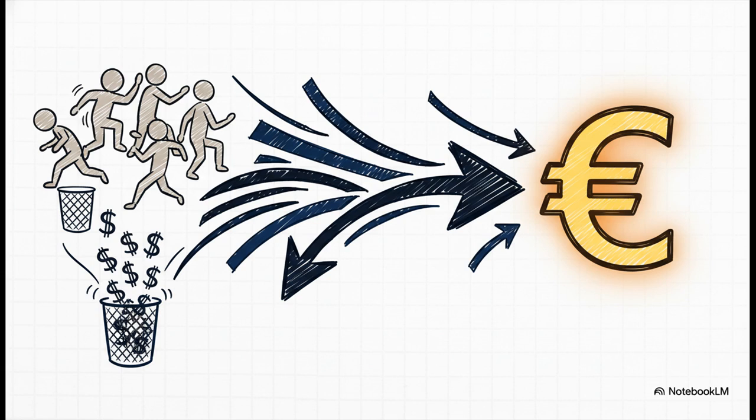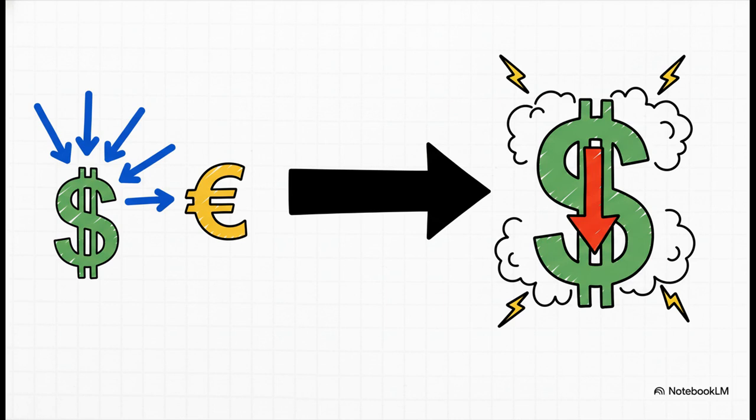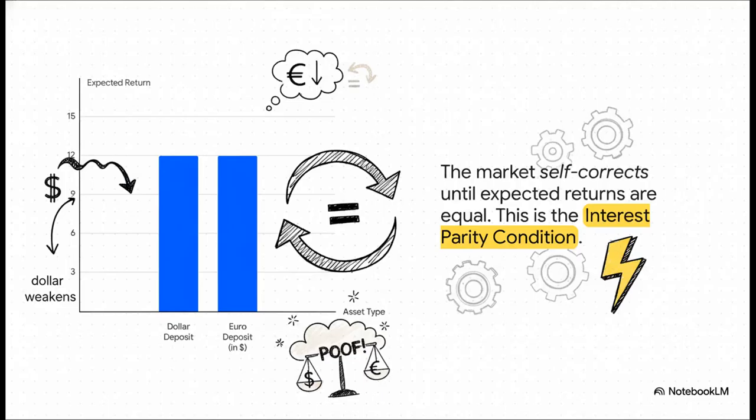Of course they would. But here's where the magic happens. This massive, coordinated action creates an incredible, instantaneous effect. All that demand for euros and selling of dollars causes the dollar to depreciate, and it happens right now. In the blink of an eye, the price changes because everyone is chasing the exact same opportunity at the exact same time. And this just brilliantly illustrates the market's elegant, self-correcting power.